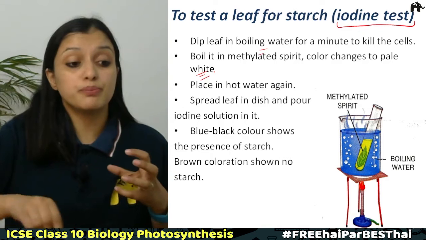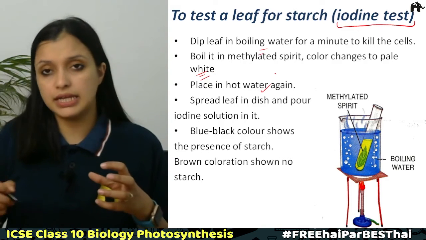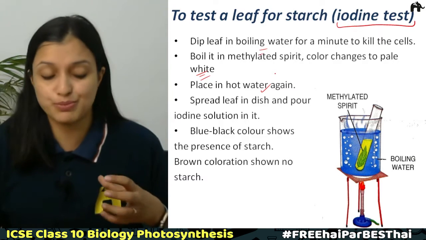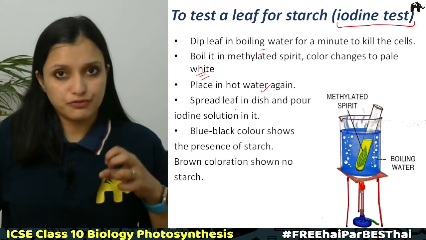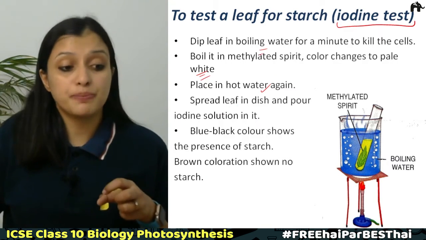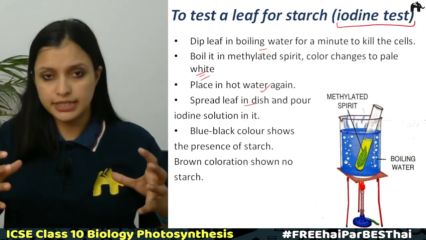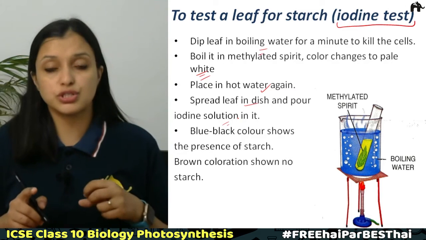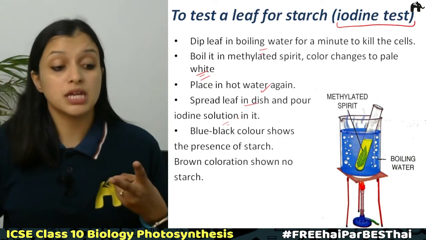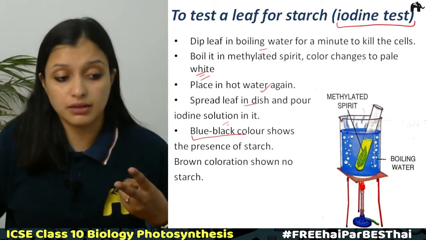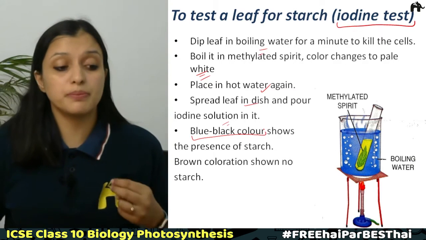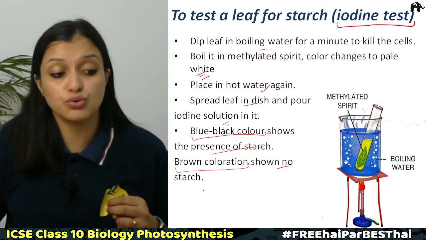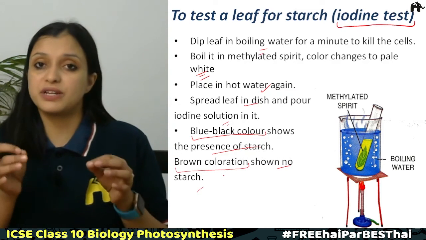So now we will put it in hot water again, so that it gains softness, so that we can perform our experiments. After putting it in the hot water, spread the leaf on a dish. Now pour the iodine solution. When you pour the iodine solution, there will be two possibilities. One is blue black coloration, which shows the presence of starch, and the second is brown coloration, which shows there is no starch present in the leaves.